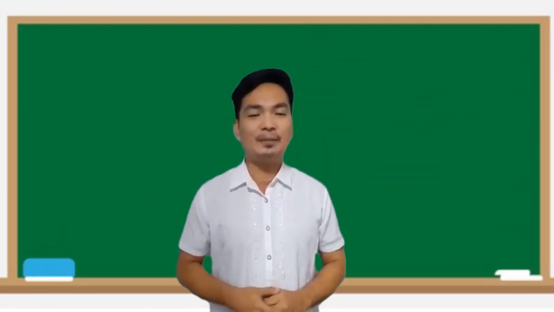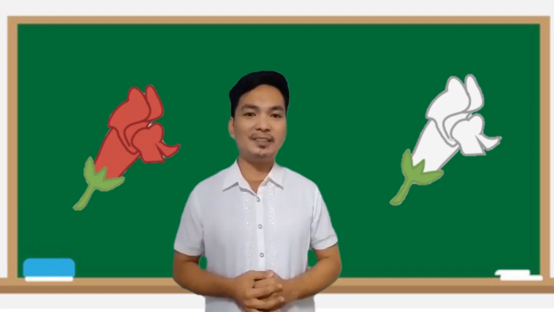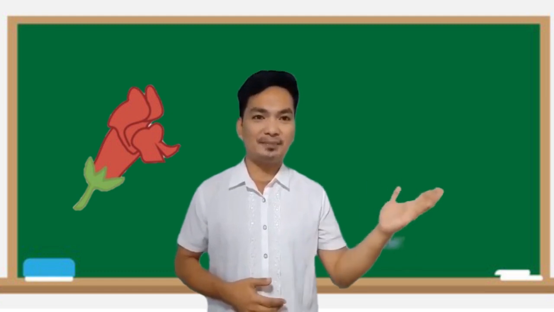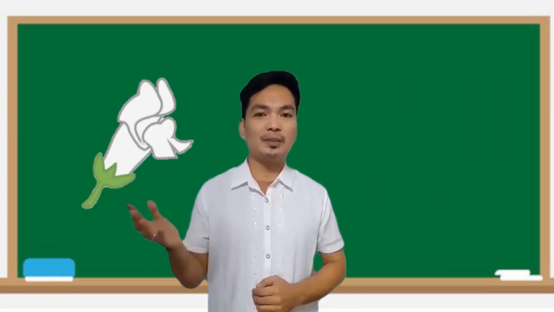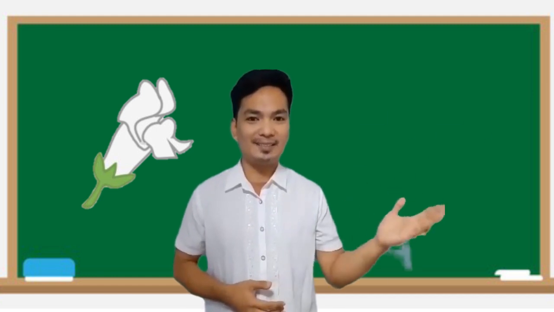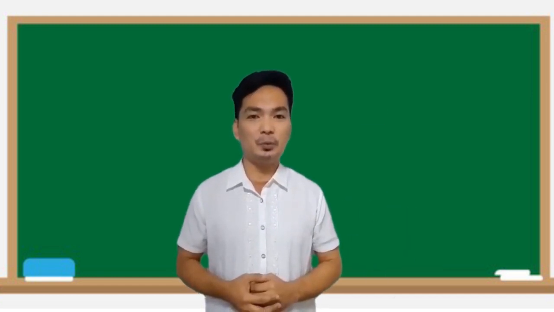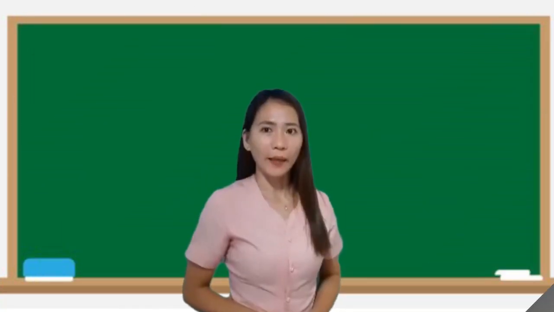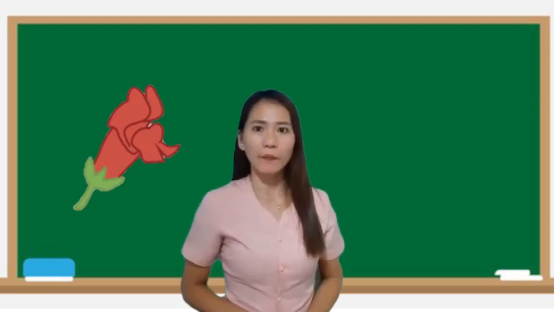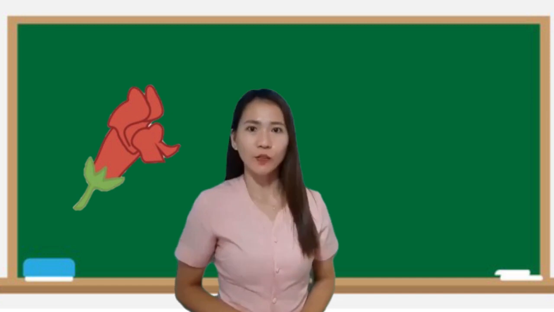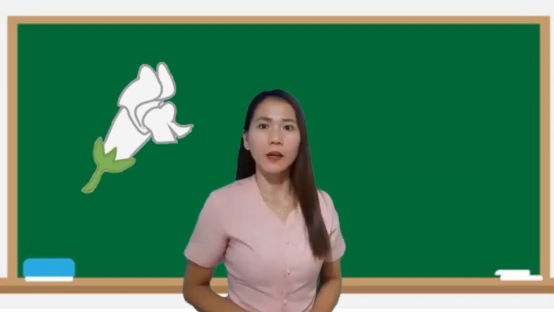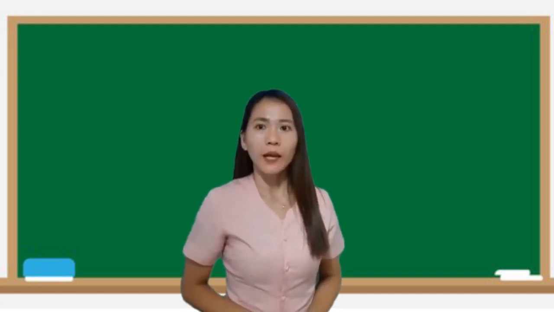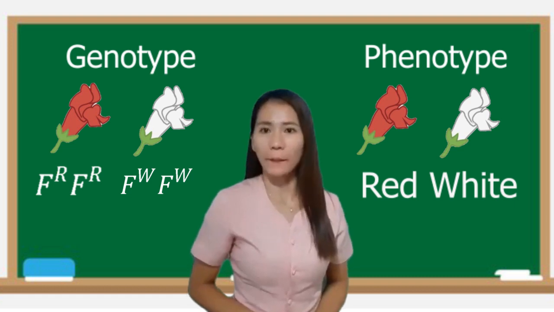For example, I have here two flowers. So what do you think is the genotype of the first flower? Yes, that's right. How about the second flower? Correct. So that's the genetic makeup of the two flowers. Meanwhile, what do you think is the phenotype of the first flower? Absolutely, it is red, and the phenotype of the second flower is white. It is their physical appearance as shown in the picture. That is the difference between a genotype and a phenotype.